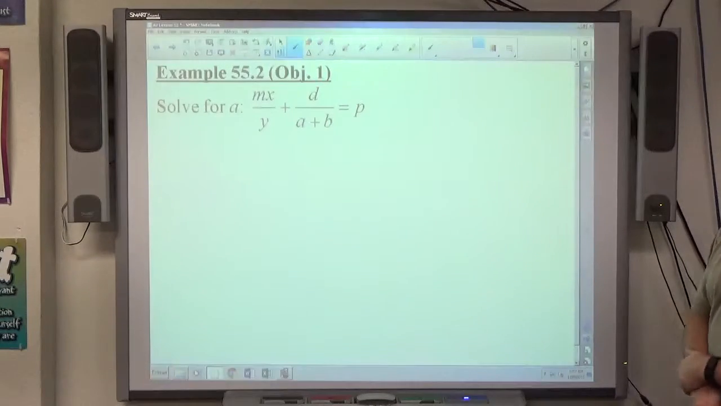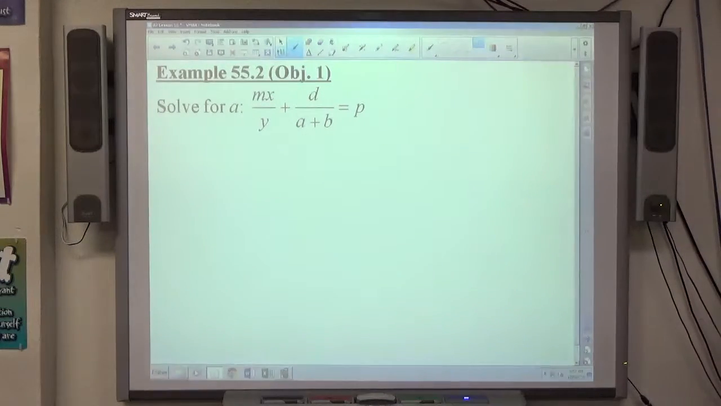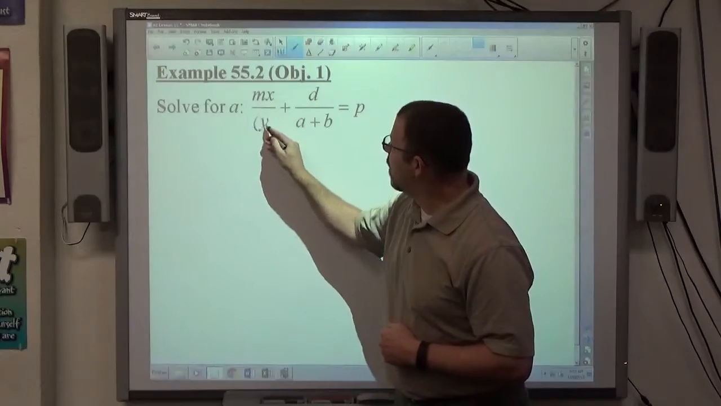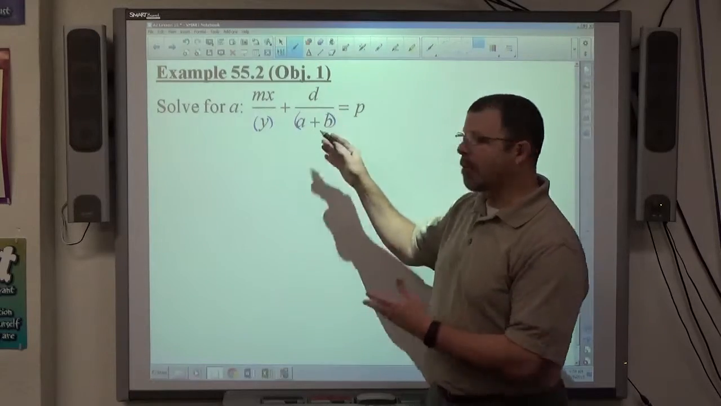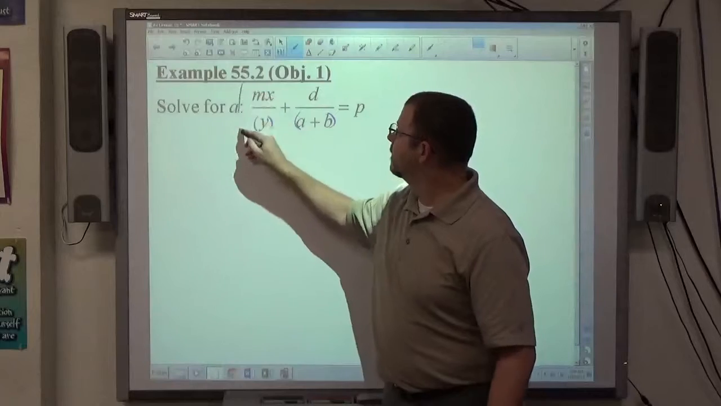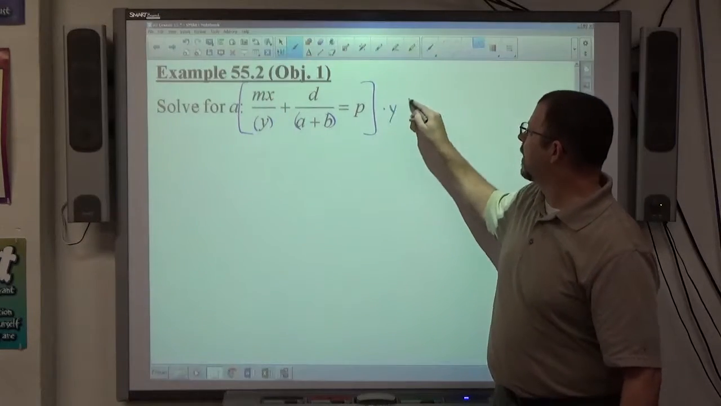Okay, example 2, solve for a. mx over y plus d over a plus b is equal to p. Basically the same structure as the last problem, but notice this time the denominators are y and a plus b. We have a binomial denominator, a plus b, so the least common denominator here is y times a plus b.